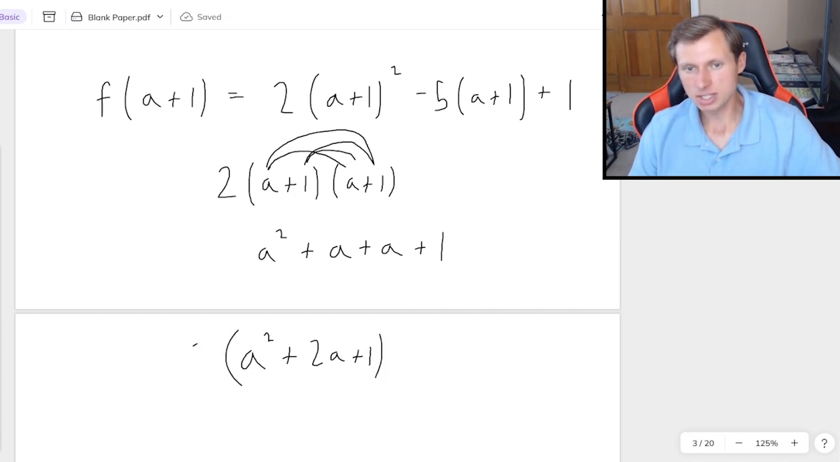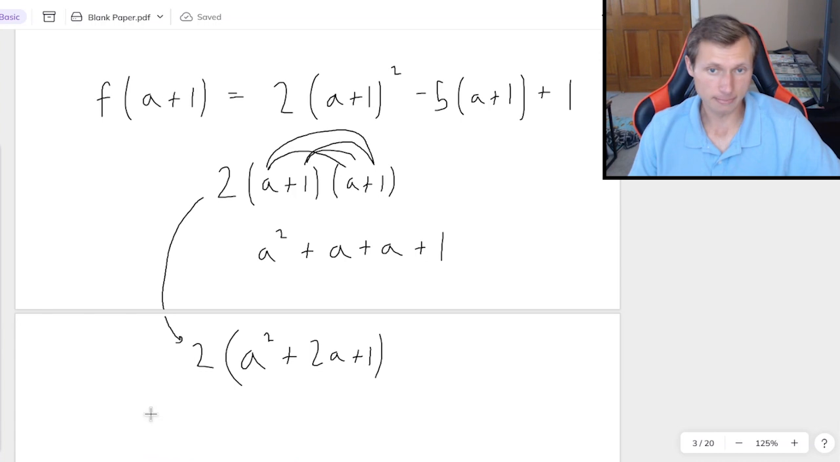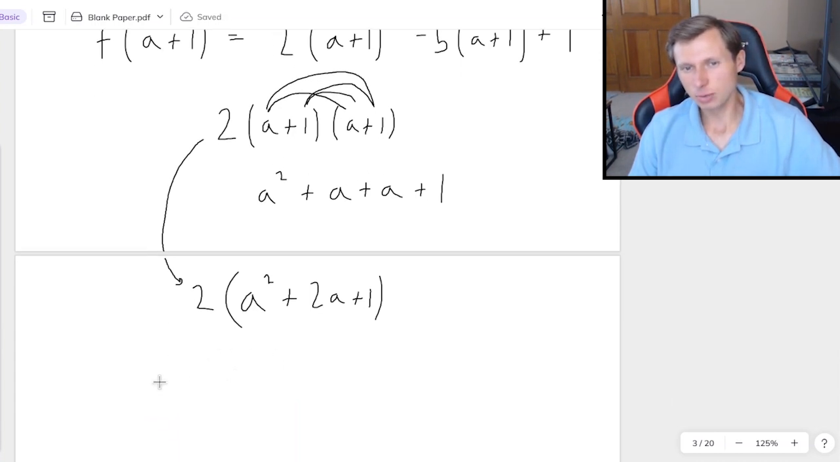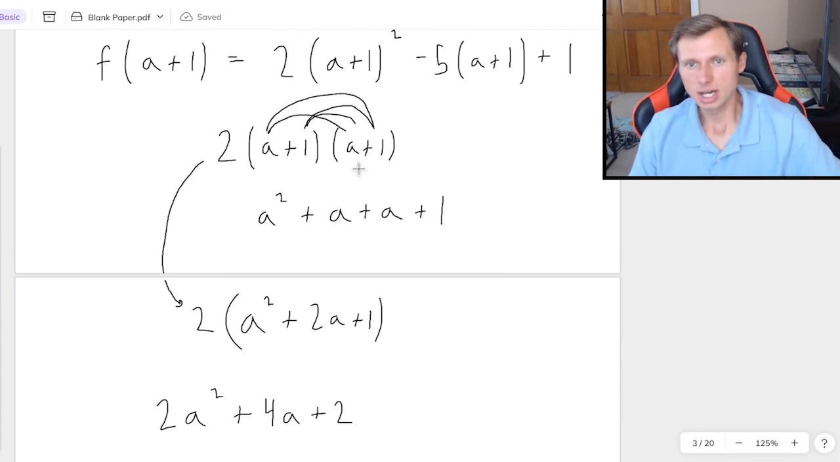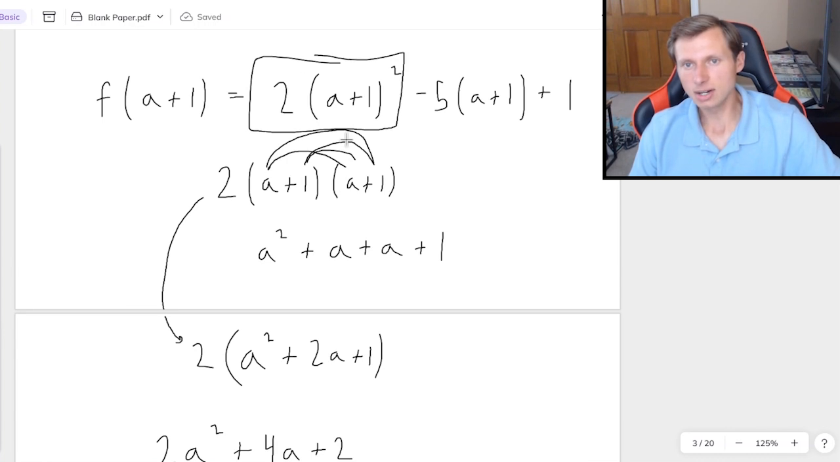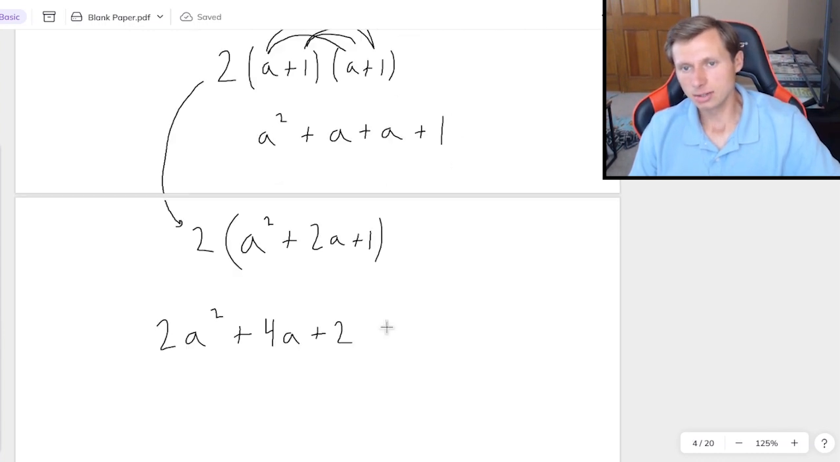But don't forget, this is all still times the 2, that 2 right there from earlier. And now I'll distribute that. It'll be 2a squared plus 4a plus 2. And now this is not the final answer. This was all just the first term right here. I still have to write the minus 5a plus 1 and a plus 1 at the end as well.